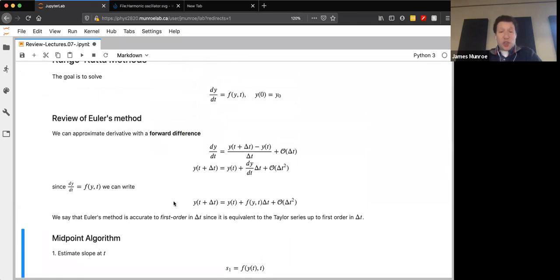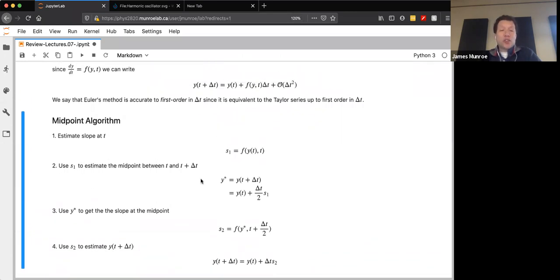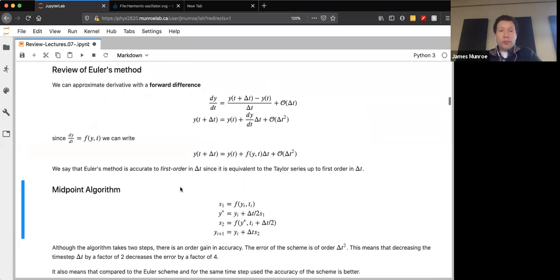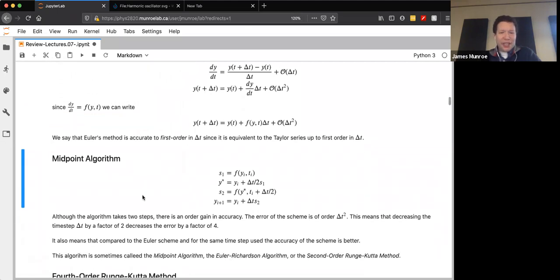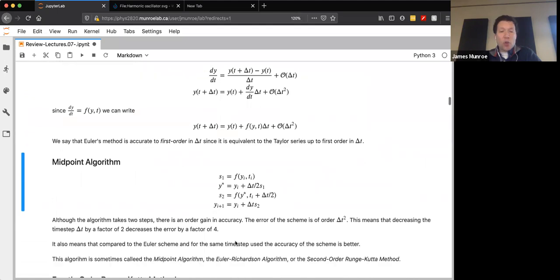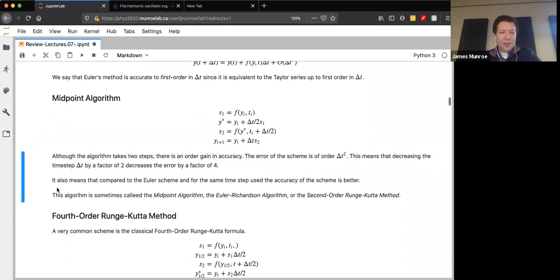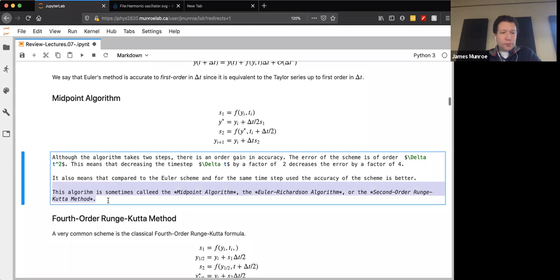There are other schemes, though, that are based on things like the center difference that lead to more accurate schemes going forward. One of them is called the midpoint algorithm, otherwise known as the Euler-Richardson algorithm. It's the idea that to approximate a derivative, you can use multiple steps all the way through. I want you to know that this algorithm is second order. Why is it second order? Because if you did the algebra, you can show that it's consistent with the order delta t squared term of the Taylor series. I think that's the important point all the way through.